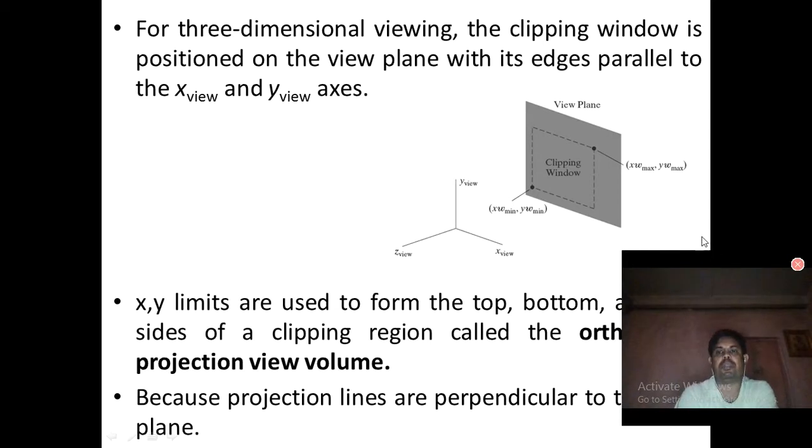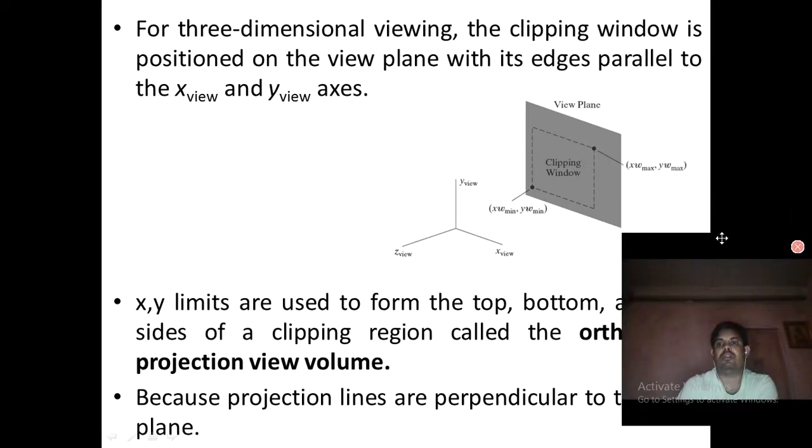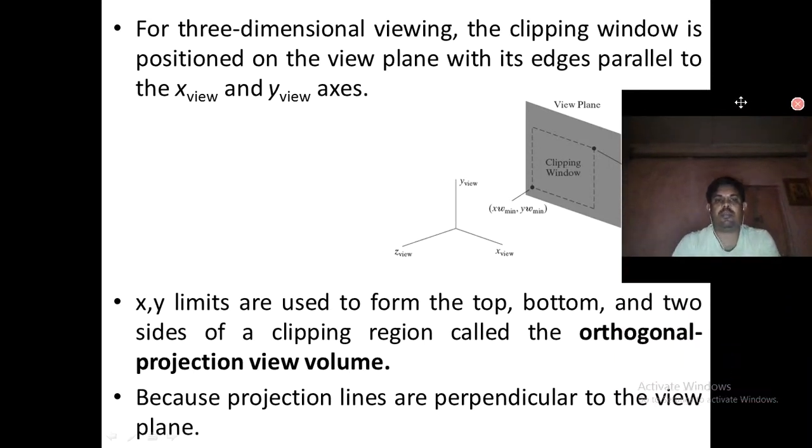Then afterwards, the x, y limits are used to form the top, bottom, and two sides of the clipping region called the orthogonal projection view volume. Now, I have told you x left, x right, y bottom, y top will form the orthogonal projection view volume, right?